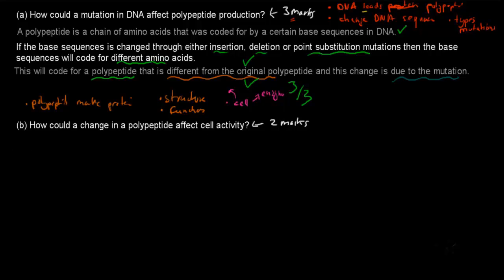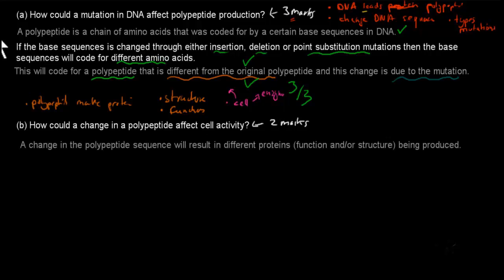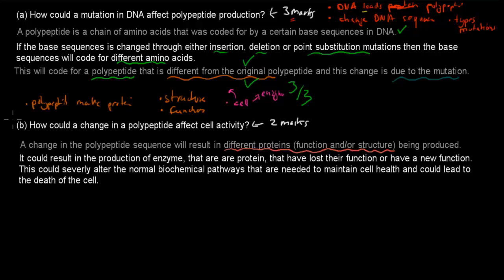So what I wrote is that a change in the polypeptide sequence will result in different proteins. These different proteins have different functions and/or different structures being produced. Because of the new polypeptides, we have new proteins and they have different functions or structures. It could result in the production of enzymes. This is the example I gave.